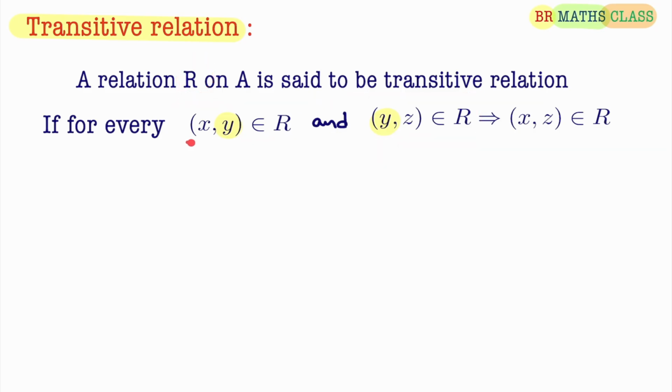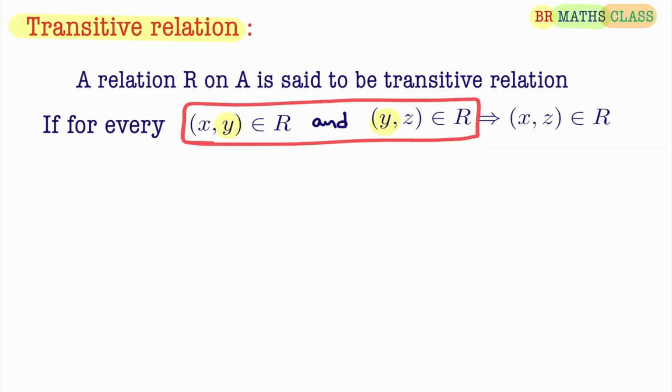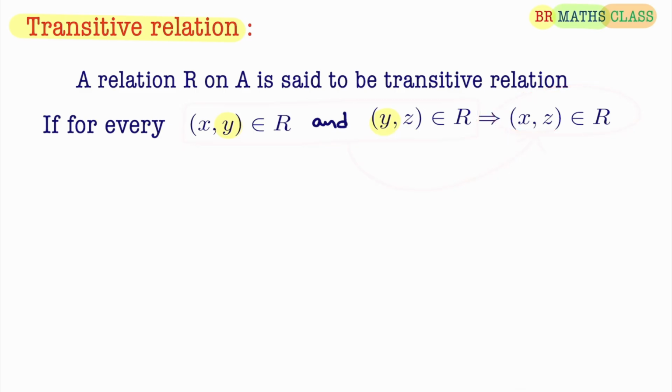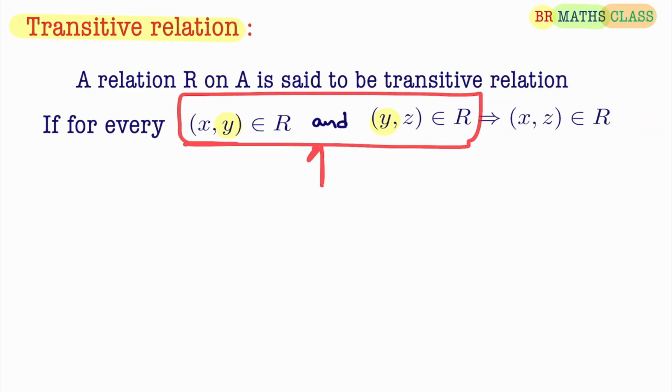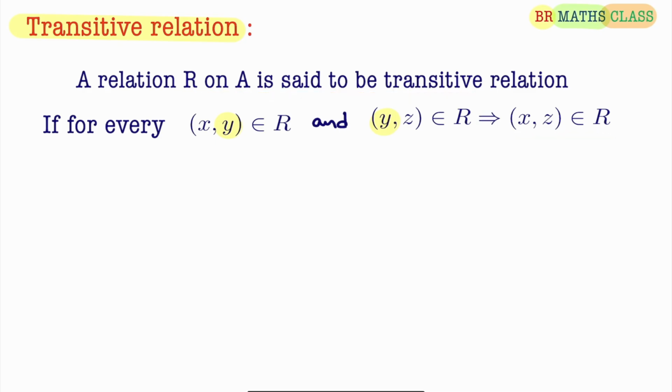If such a type of ordered pair exists in the relation, then we'll look at whether x comma z is there in the relation or not. X comma y belongs to R and y comma z also belongs to R. Then we will check whether x comma z belongs to R or not. Like that, you need to check this for every such pair of ordered pairs. You can understand this more clearly with the help of examples.